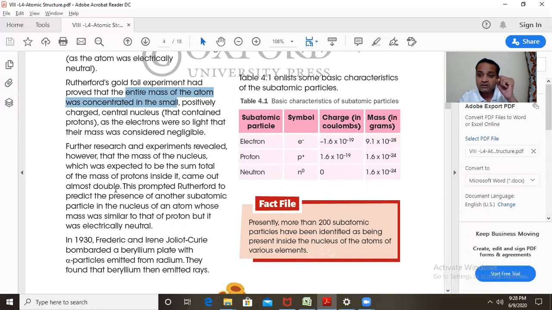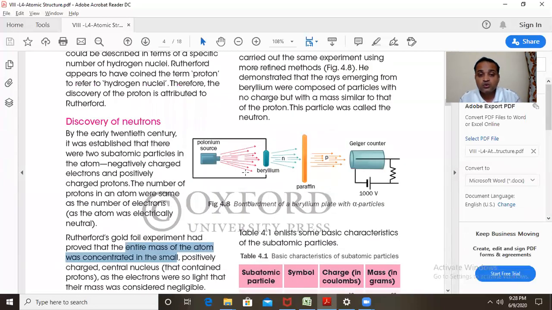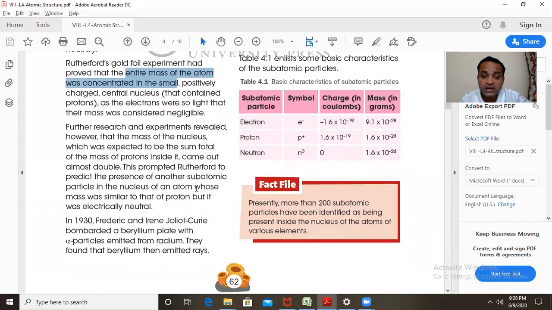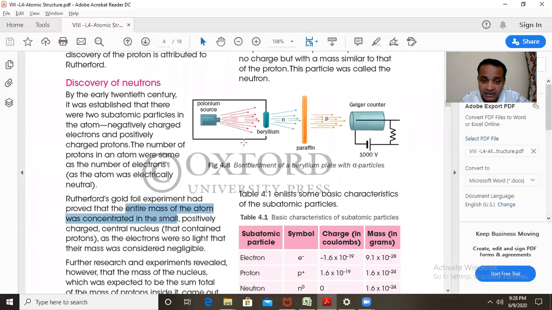And so this work, that there is something, that particle was known, it was not named. Some of the properties were known. So that work was carried ahead by Frederick and Juliet Curie, and what they did, they took a beryllium plate and they bombarded it with alpha particles.